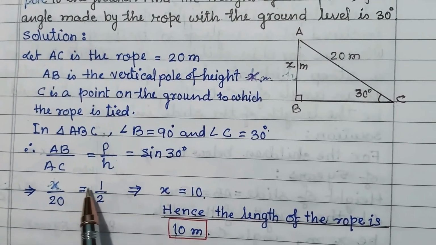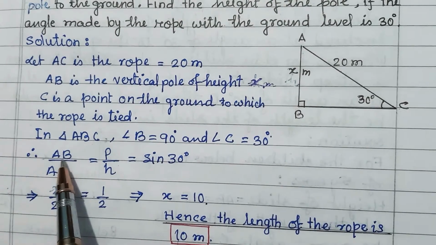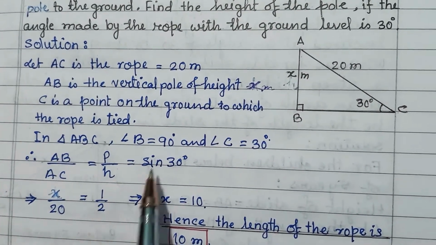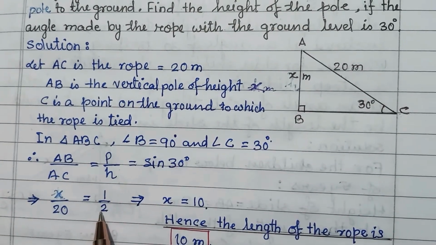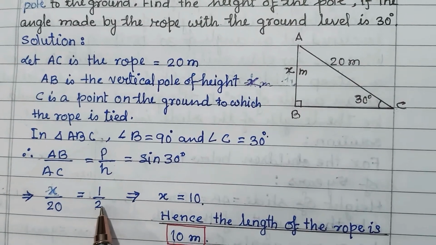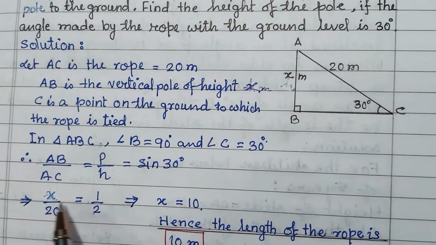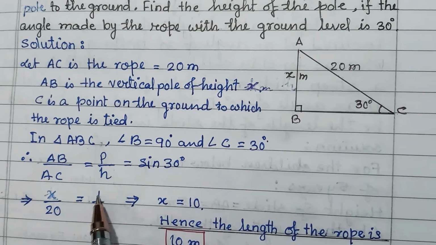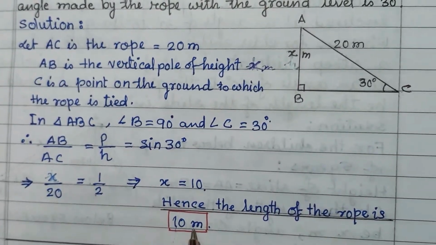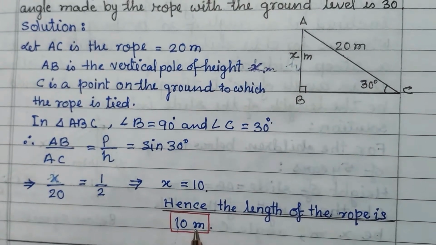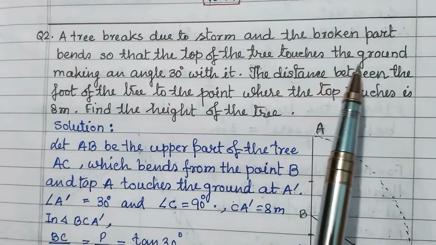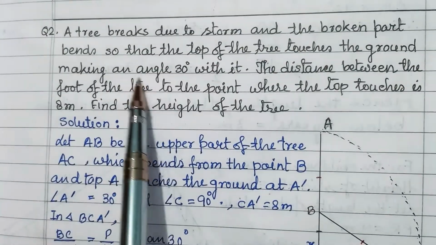And sine 30 degrees we know, now substitute the values, AB is x and AC is 20, equal to sine 30 degrees, which is half. As I have shown you by the finger, you can find it out. So now cross multiply, x is equal to 20 upon 2, it is 10. So the height of the pole is 10 meters. Got it?